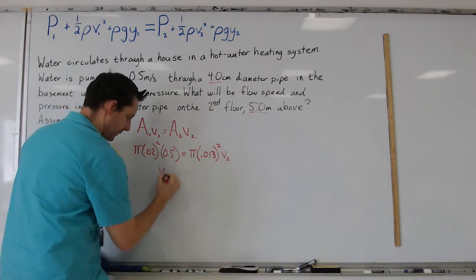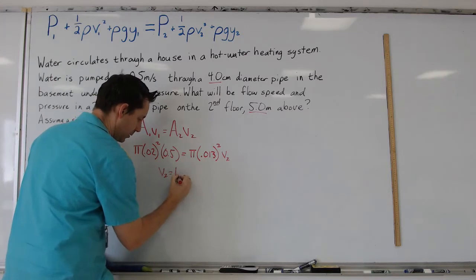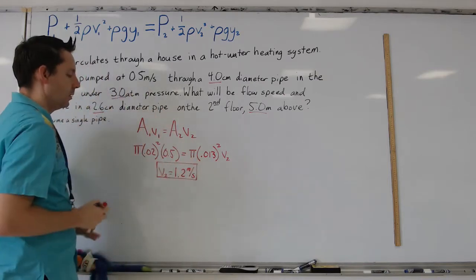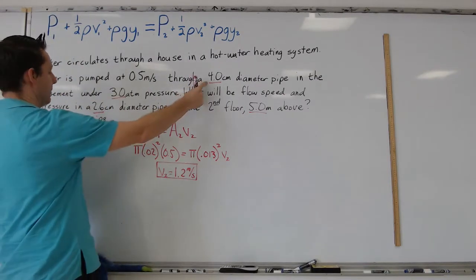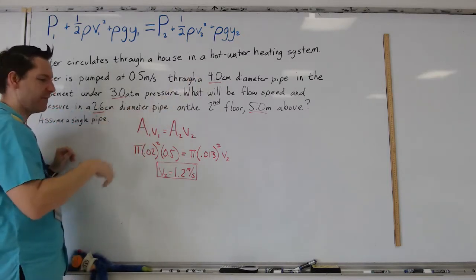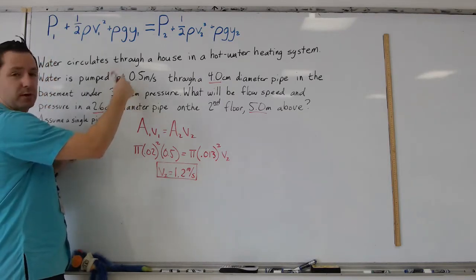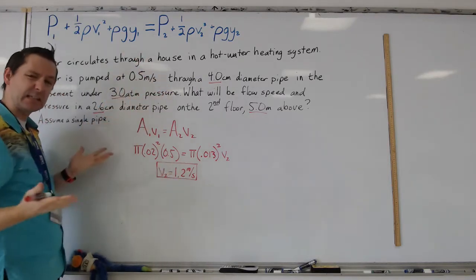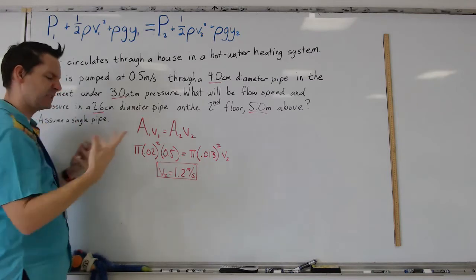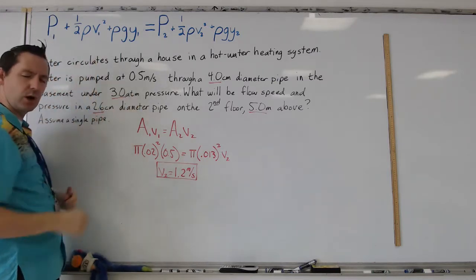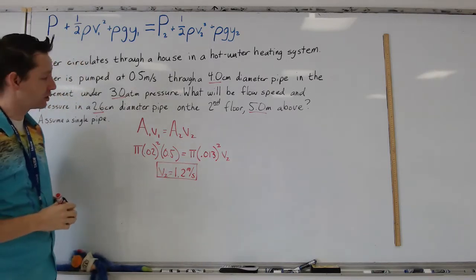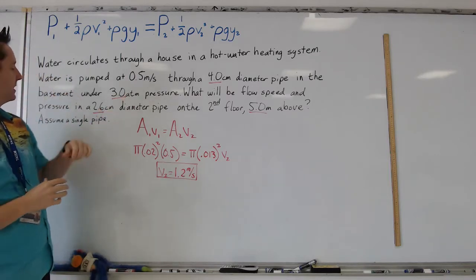And I get V2 is equal to 1.2 meters per second. Hopefully that makes sense. The diameter is not quite half of what it was. The diameter is squared, so if it was half, it would be 4 times bigger, so it would be 0.5 times 4, which would be 2. This is less than that, so I'm okay. It's greater than what I had before because it's a smaller diameter, but it is less than quadrupling that, and so I'm okay with the answer I have here. So velocity 2 equals 1.2 meters per second. Now the second question is, what is the pressure?